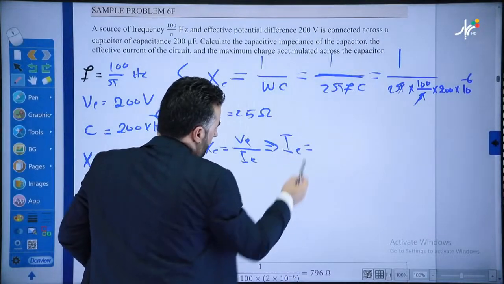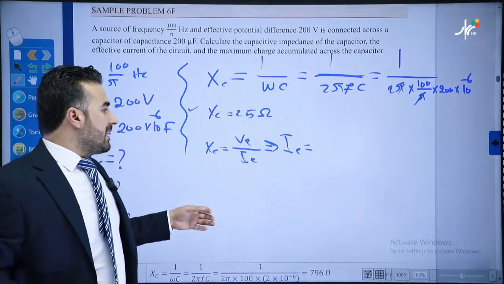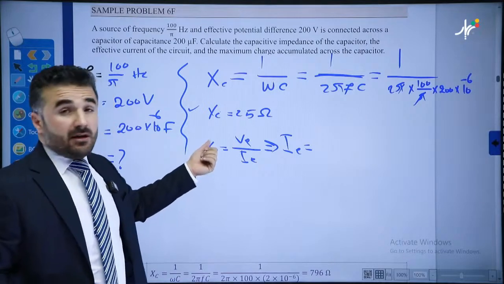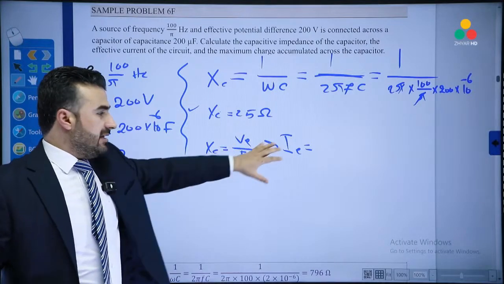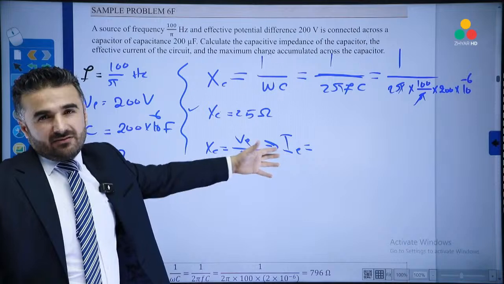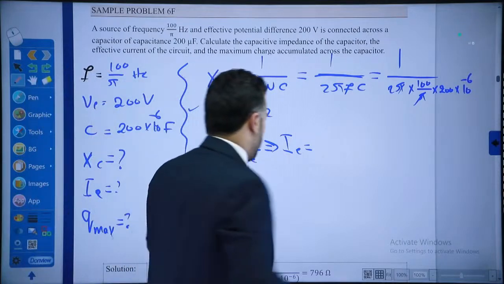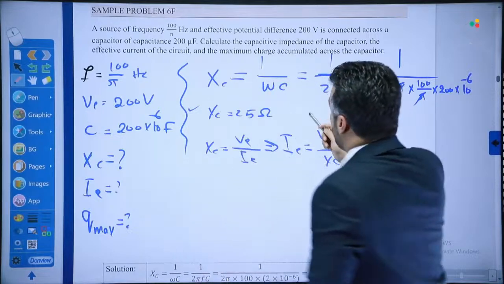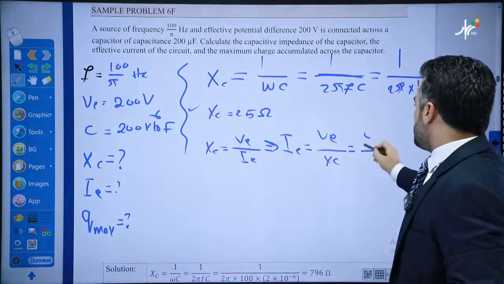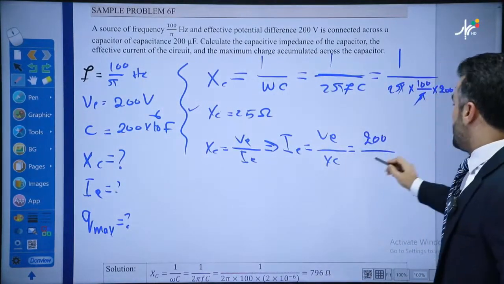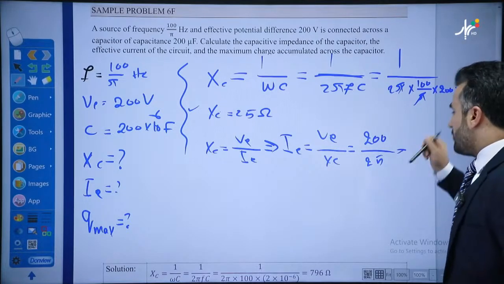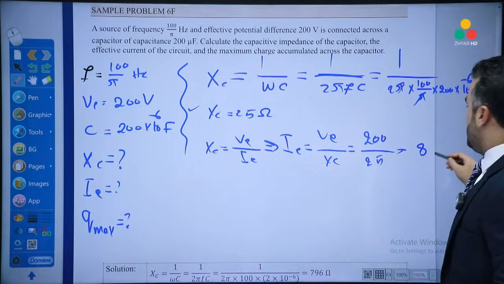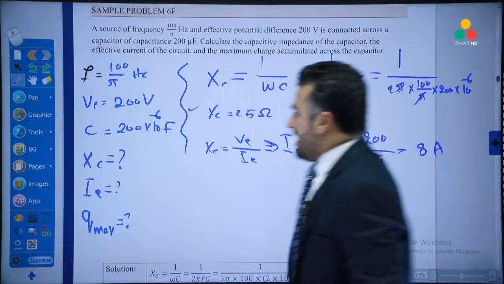Since I have the capacitive impedance, and I have the V effective, I can easily find I effective, that is the current through the circuit here. So that is basically V effective over XC. V effective was 200 volts, and this one was 25. And of course that is equal to 8, that is going to be 8 amperes here. That is the third requirement.